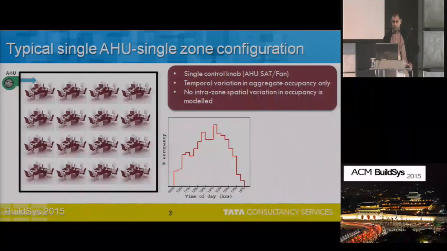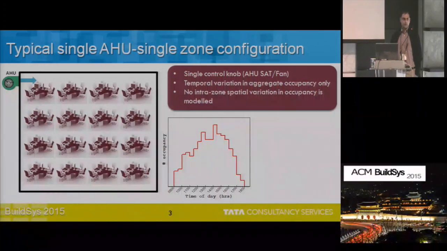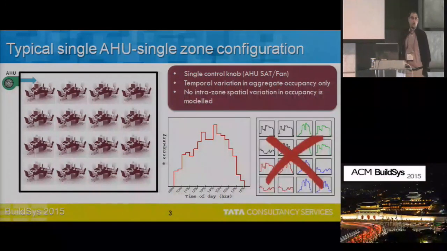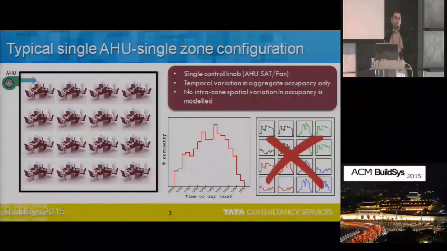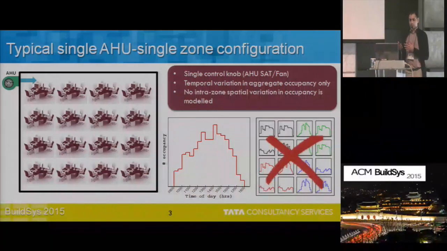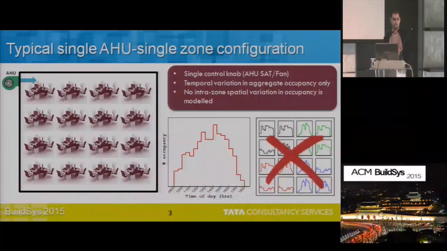People usually model temporal variations in aggregate occupancy for HVAC control, and usually do not account for intra-zone spatial variations in occupancy. And even if you somehow model this information, you cannot use this information because you have only one control knob, and essentially it will try to cool the entire space irrespective of where your occupants are present in that zone.